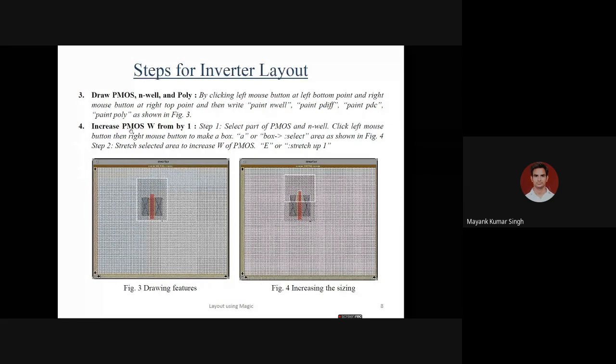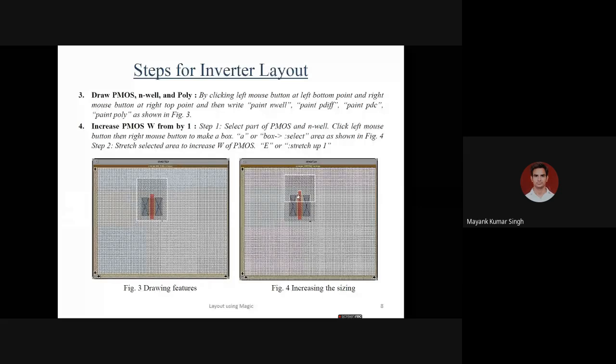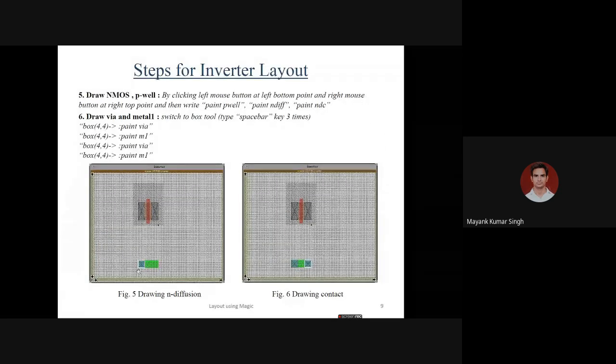If you want to increase the size of the W of this PMOS by 1, what you will do is select the complete MOS and write in the console stretch up 1. So it will stretch these things up by 1. It is this much box. If we write stretch up 1, then it will increase 1 box like that. You can increase multiple boxes also by doing the same. In this one, here we have shown it for the NMOS. In a similar way we can paint the diffusion, PDC, and the contact. So everything can be done very easily.